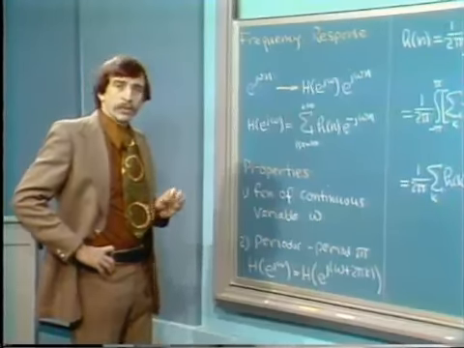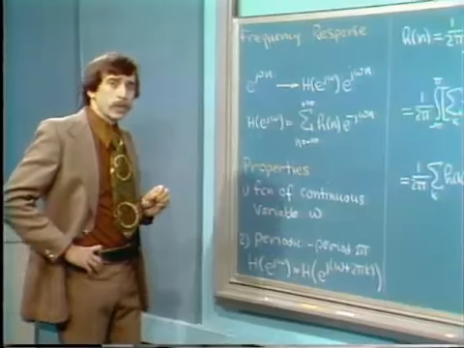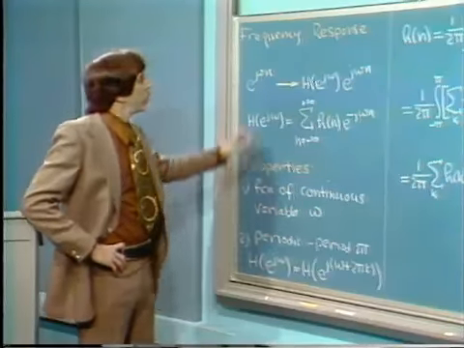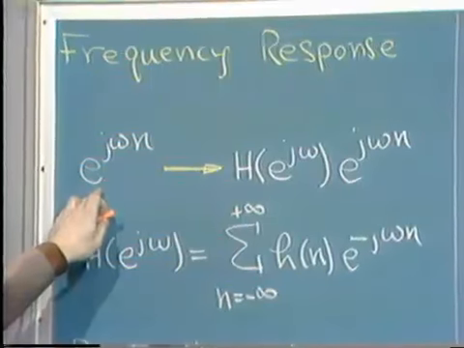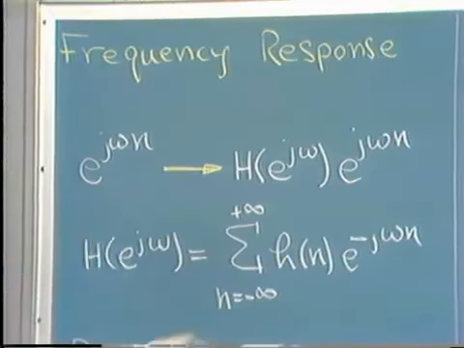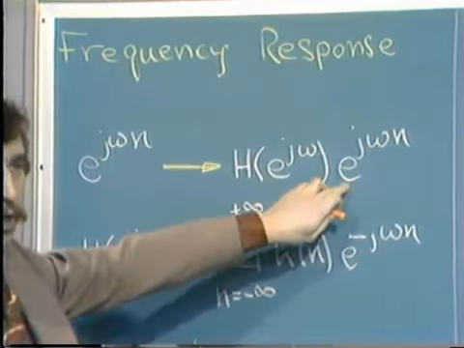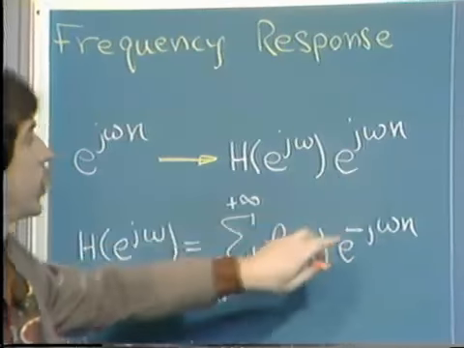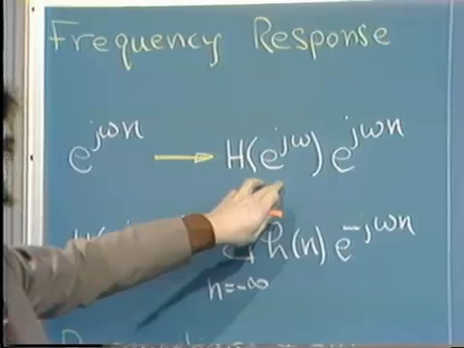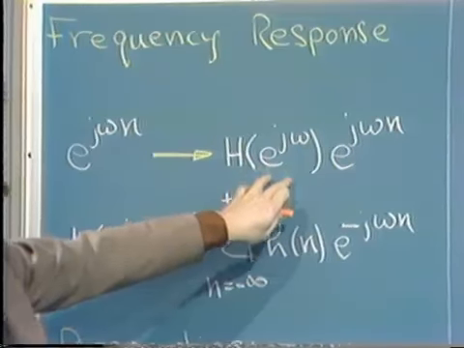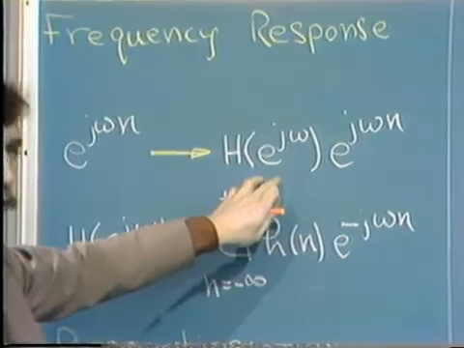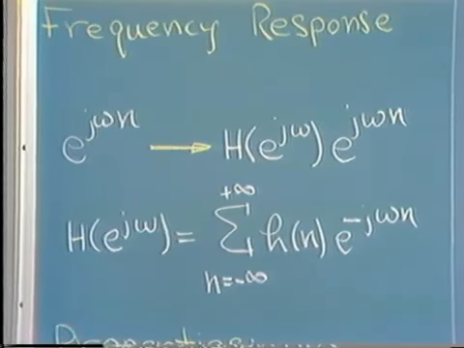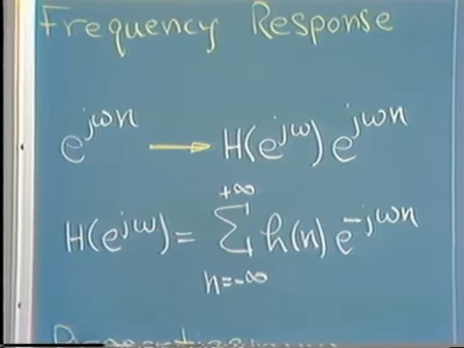For a linear shift invariant system, we saw last time that one of the key properties was that for a complex exponential input, the output is a complex exponential sequence with the same complex frequency but with a change in amplitude. And the change in amplitude, that is the function H of e to the j omega, we refer to as the frequency response of the system.